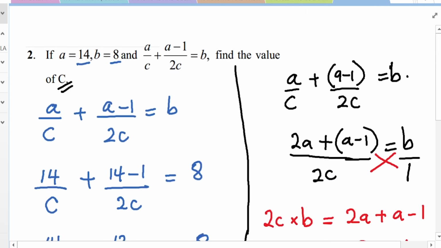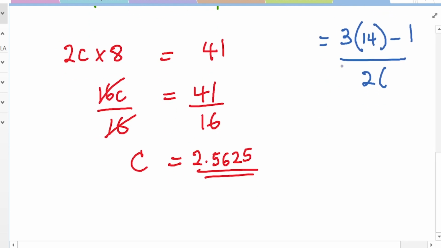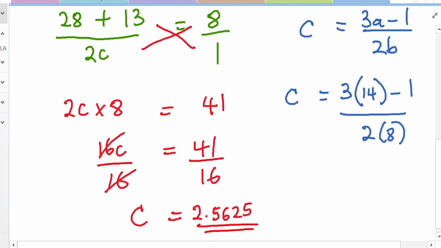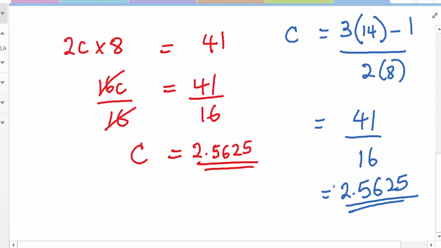What is our value of B? According to the question, our value of B is 8. So that is 2 times 8. That is going to give us the value of C. So from there, the rest is just calculator work, and we get our answer, which is 41. Divide that by... still come up with the same answer as before.